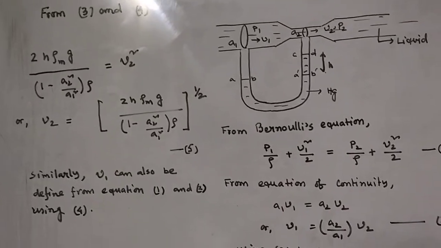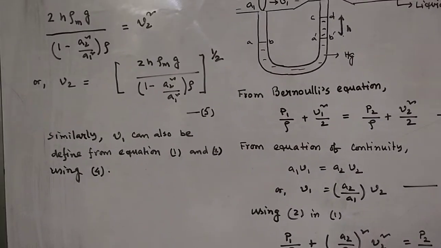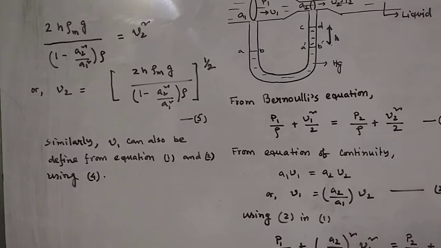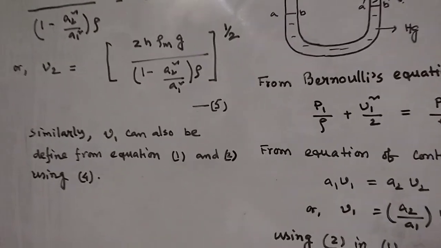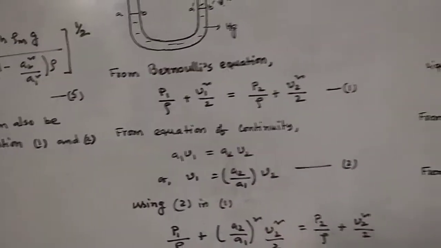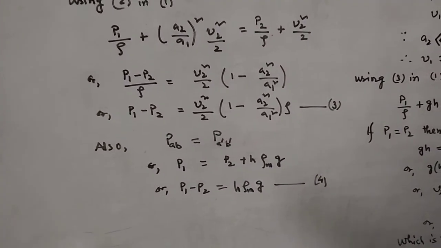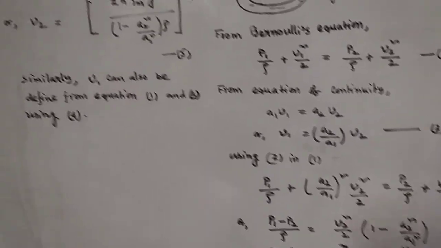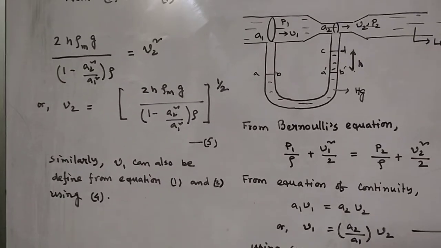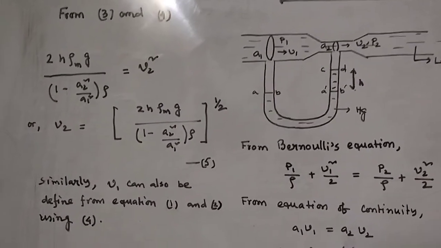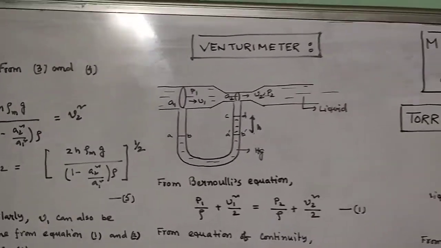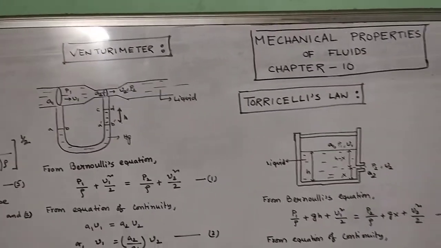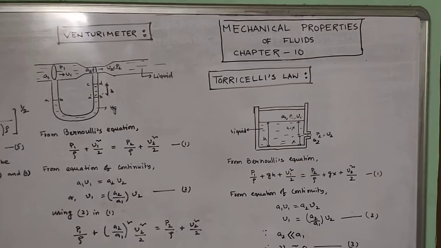Similarly, you can define V1 by using this equation. So we have written that similarly V1 can also be defined from equations 1, 2 and 4. So 1 is this one, 2 is this one, and 4 is this one. So you can define V1 and V2 provided you know these parameters. So these two topics are nothing but the application of Bernoulli's theorem and the equation of continuity.